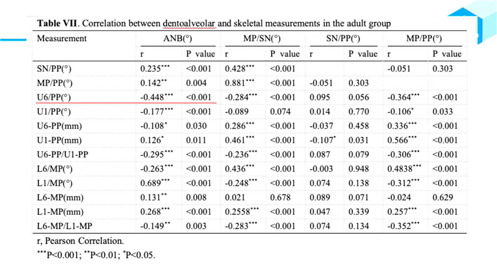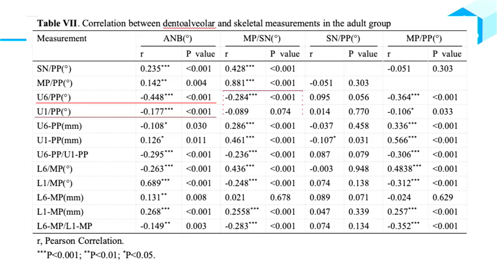Upper molar to palatal plane angle, the relationship with NB, compared to the upper incisor to palatal plane angle. So which correlation is higher? Molar, right? This correlation coefficient is higher than the upper incisor to palatal plane. This is in the sagittal jaw relationship.